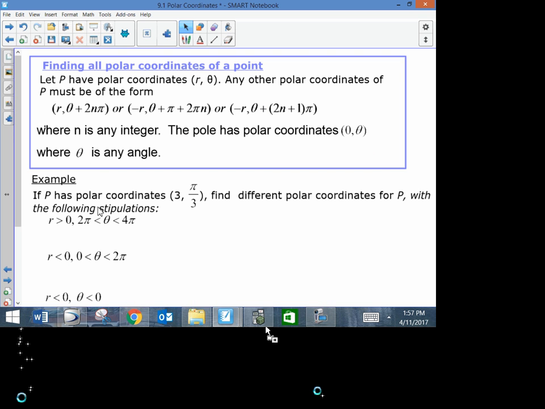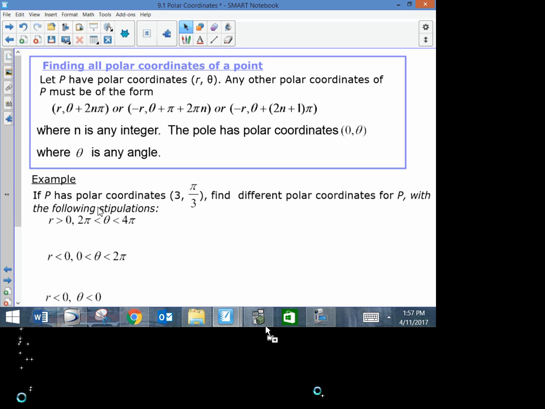Okay, so this is the same idea, but letting you know that there's not one way. When you have a rectangular coordinate, you say, okay, here's your one description of that. Polar coordinates, as you can imagine, you can keep going around the circle, which is what this is. If polar coordinates are r and theta, any other polar coordinates must be r, theta plus 2n pi. This is just going around the circle again.